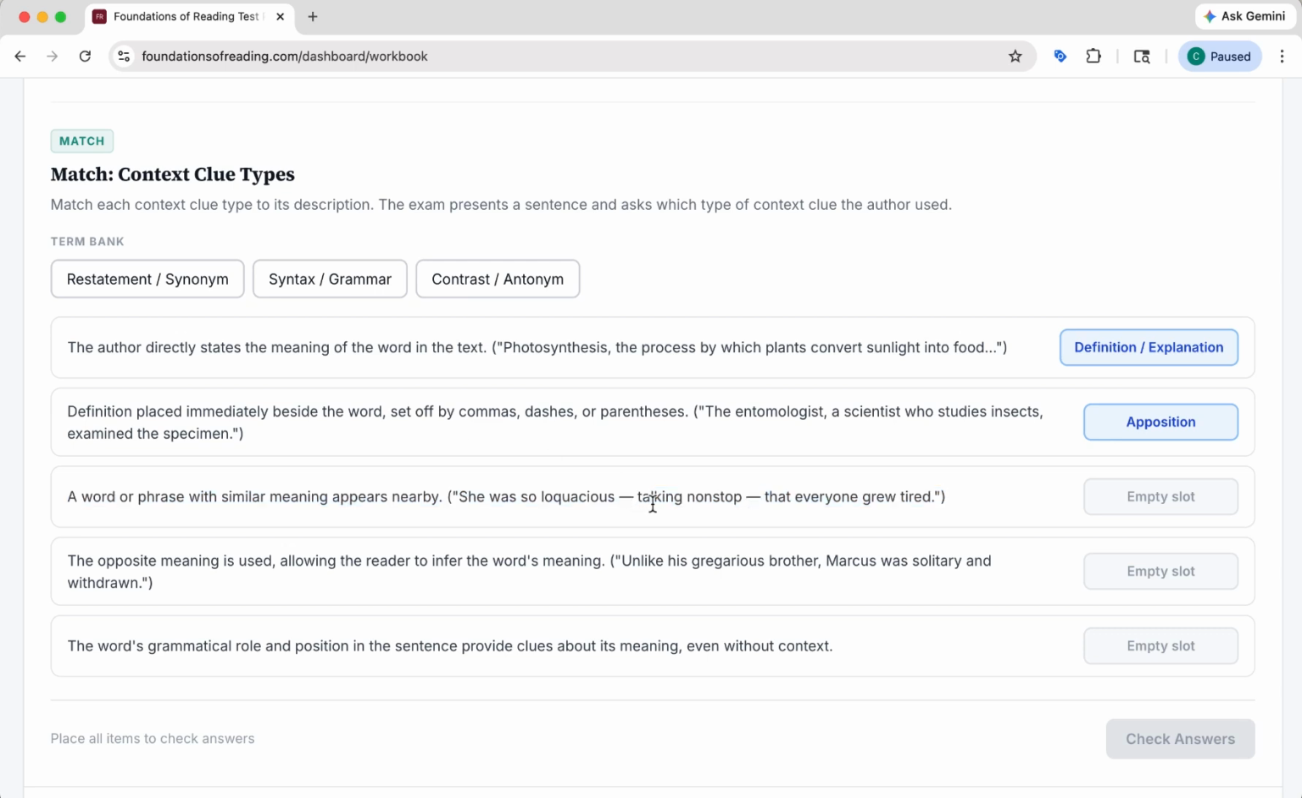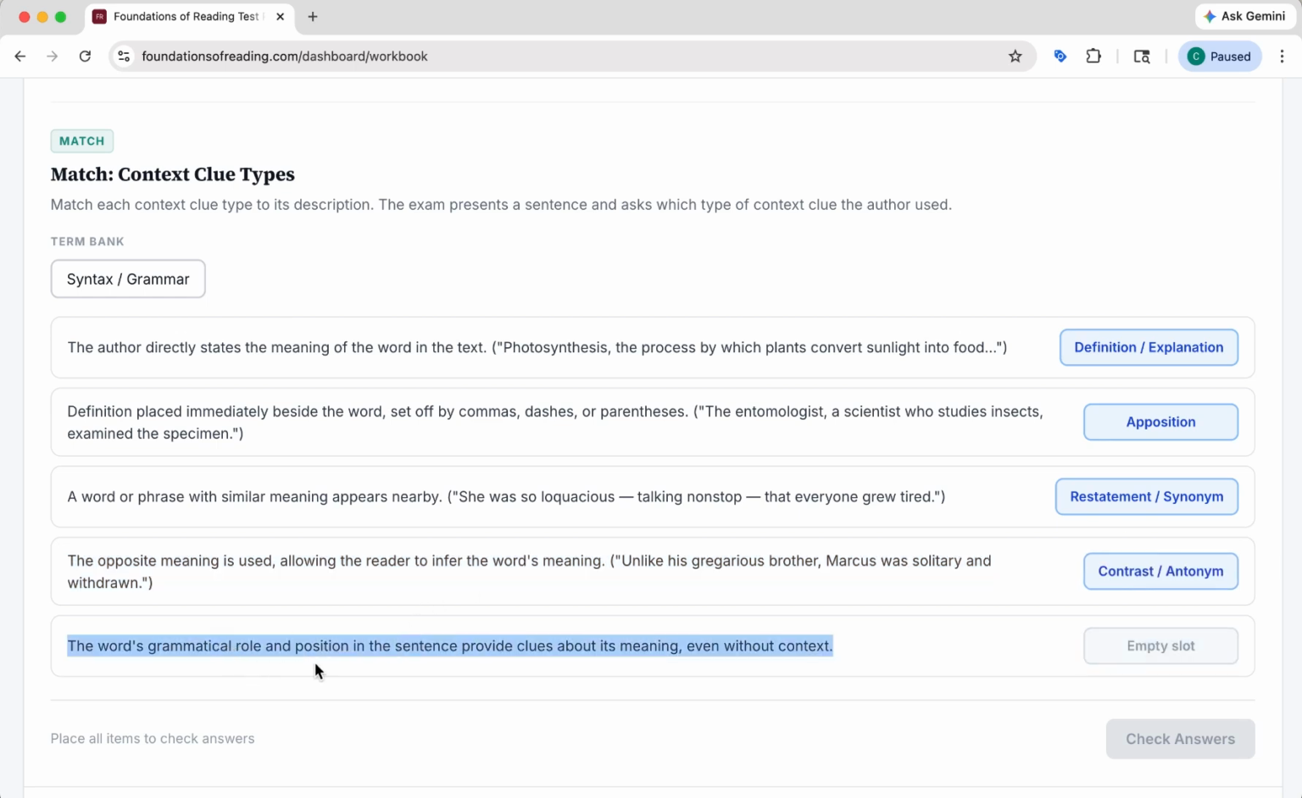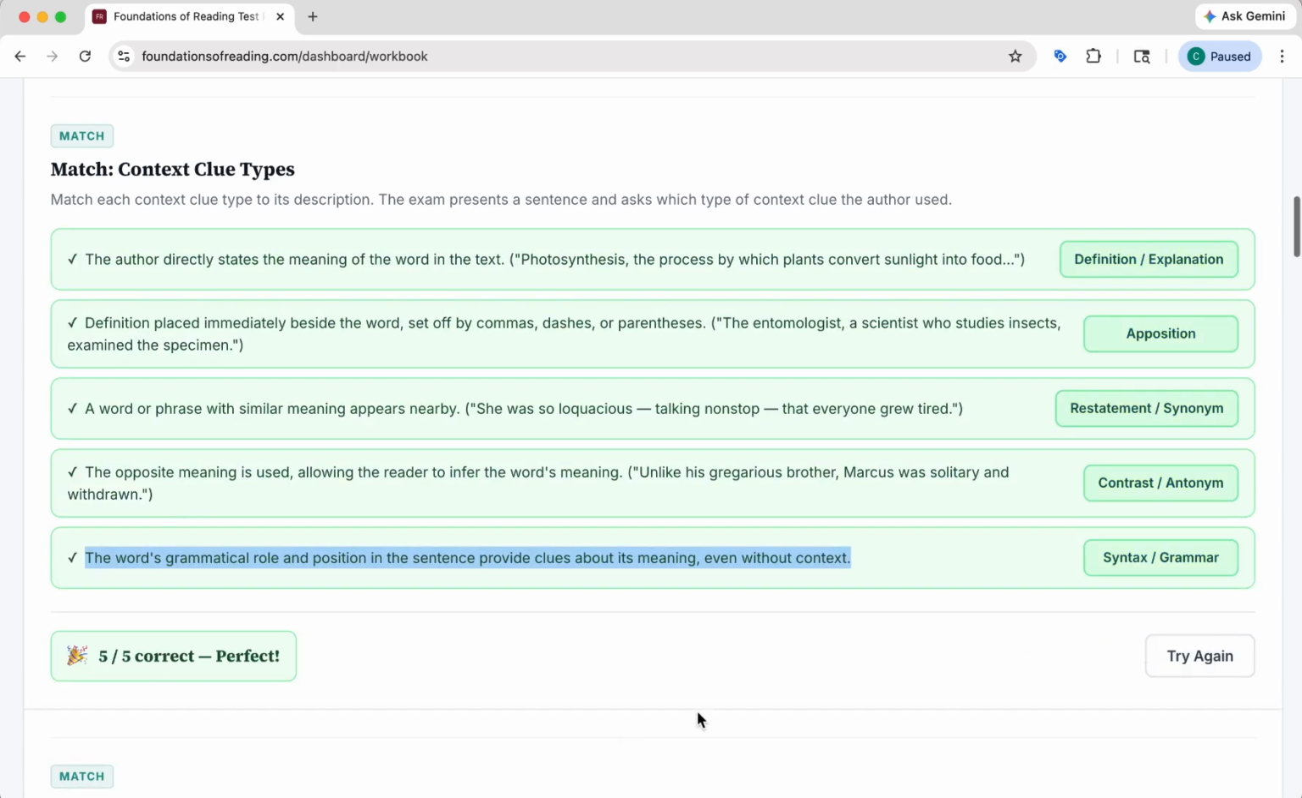Okay, so notice here how talking stopped. Everyone grew tired. So it says the same thing. That's a restatement. There we go. The opposite meaning is used. That is the antonym. The words' grammatical role and position in the sentence provide clues. Syntax, grammar. Let's check it. 5 out of 5. Nice.